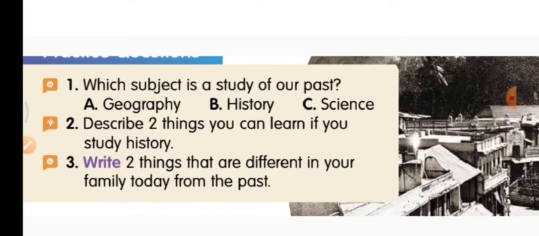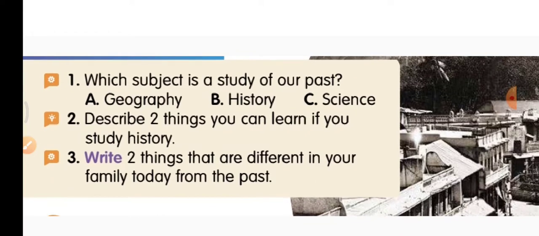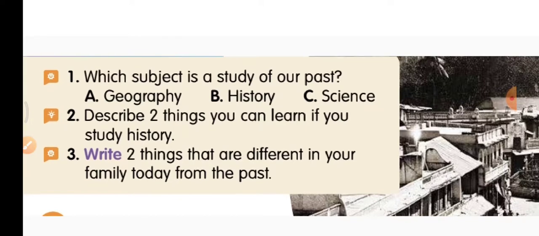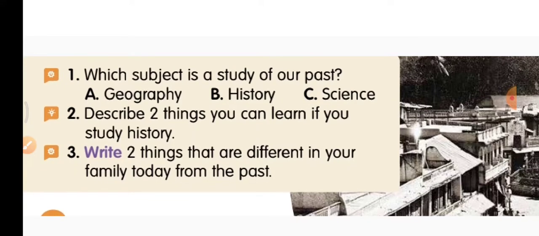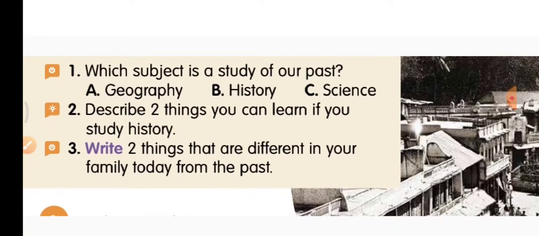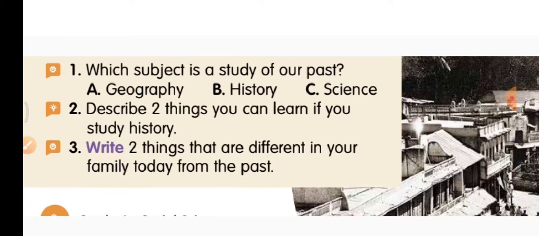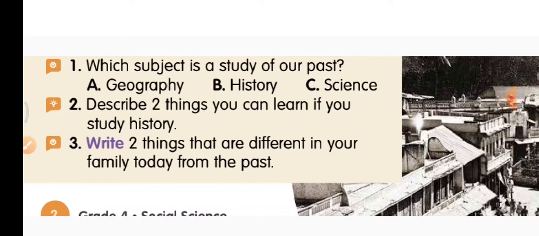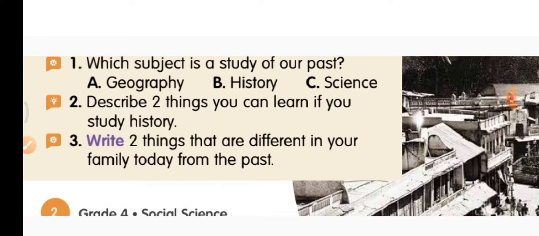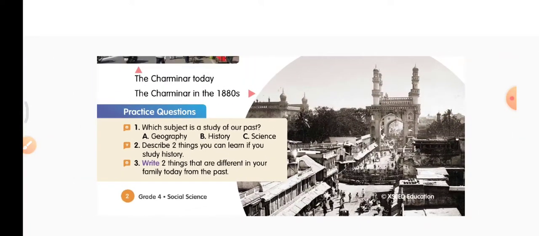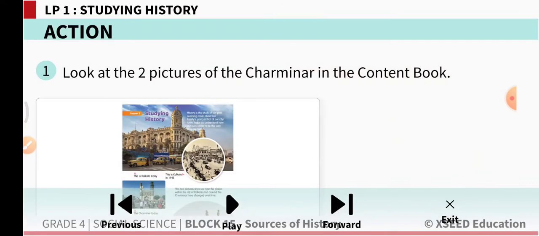Third question: write two things that are different in your family today from the past. Past means in the history, years back. Today we are grown up. Now we are in class 4. In the past we were very young, right? You can write about anything related to your family, how it was in the past and how it is today. Like we used to live in a different house previously, now we are living in this house. Or you can write any two things that are different in the family.